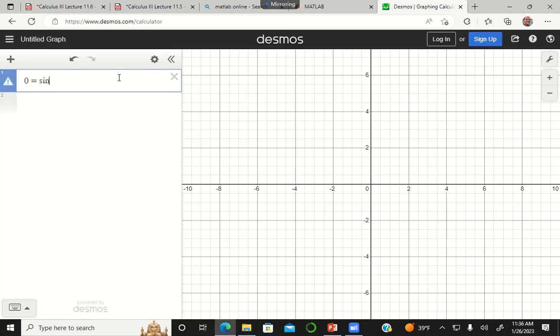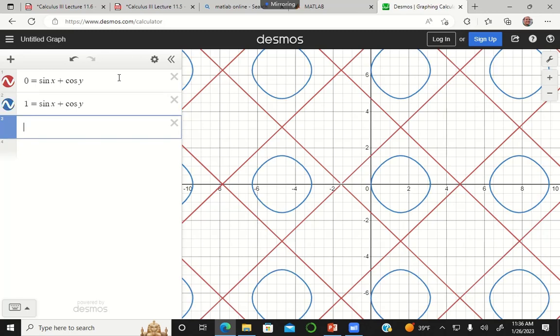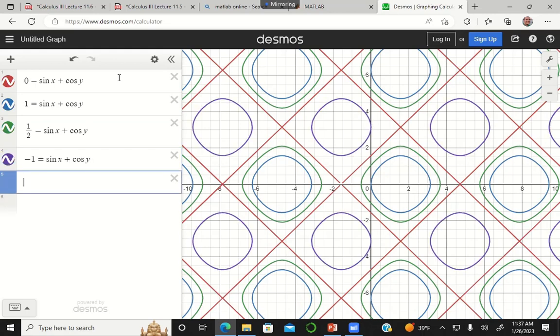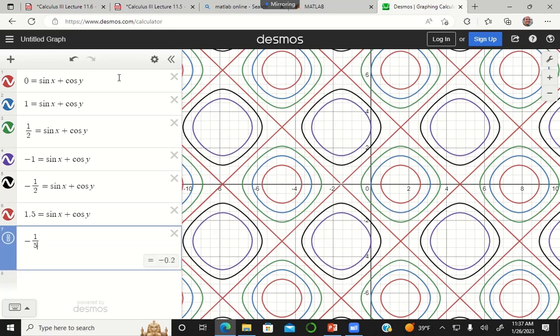Like 0 equals sine of x plus cosine y. That's pretty cool. And then I'll do 1 equals sine of x plus cosine y. And then I'll do 1/2 equals sine of x plus cosine y. And then I'll do -1 equals sine of x plus cosine y. And then -1/2 equals sine of x plus cosine y, and then I'll do 1.5 equals sine of x plus cosine y, and then let me also do -1.5 equals sine of x plus cosine y. Okay.